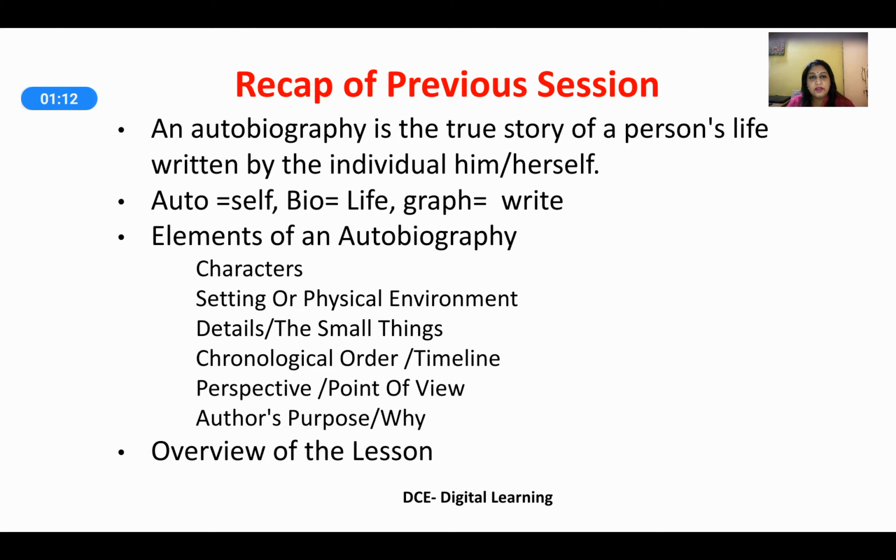A recap of the previous session. In the previous session, we had learned the definition of an autobiography. An autobiography is the true story of a person's life written by the individual himself or herself.